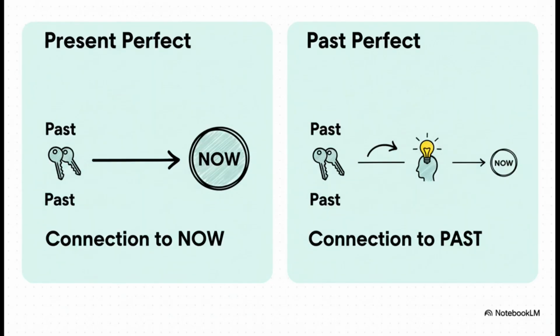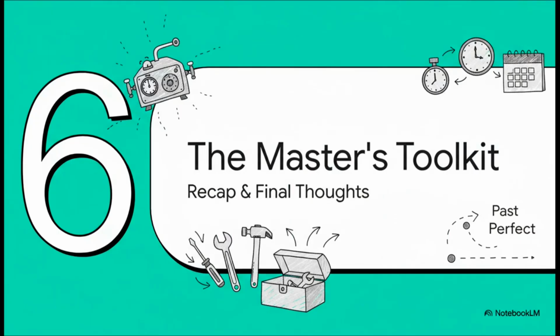And here's the other big mix-up. The present perfect, I have lost my keys, connects a past action to right now. The problem is current, it matters to me now. But the past perfect, I realized I had lost my keys, connects one past action to another past moment. The losing happened before the realizing. The whole focus is in the past, not the present. That's the crucial difference. Wow, we have covered a lot of ground.